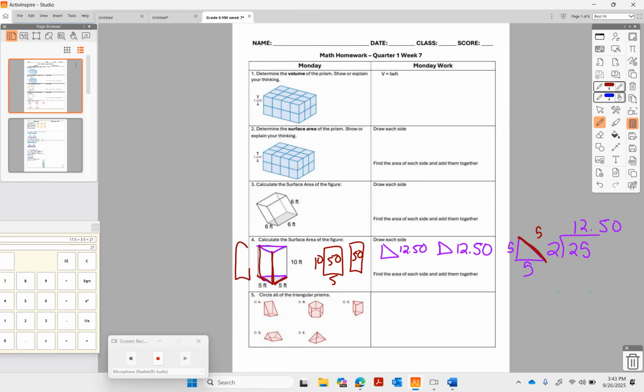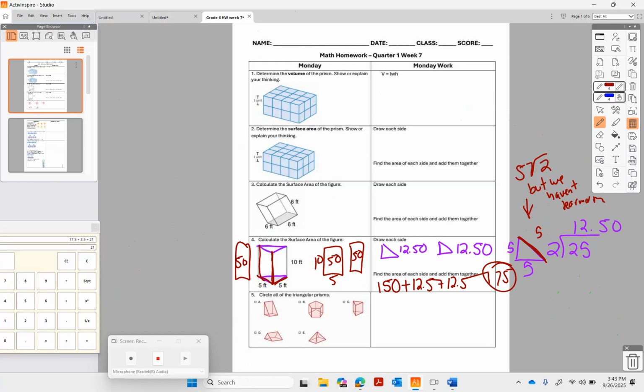The problem is this is not 5. It's not really 5. It's 5 radical 2. But we haven't learned that. So I'm going to assume that the answer they were looking for is 50 plus 50 plus 50. That's 150 plus 12.5 plus 12.5 is 175. That's what I'm going to assume your teachers wanted, but I'm going to ask them about that.